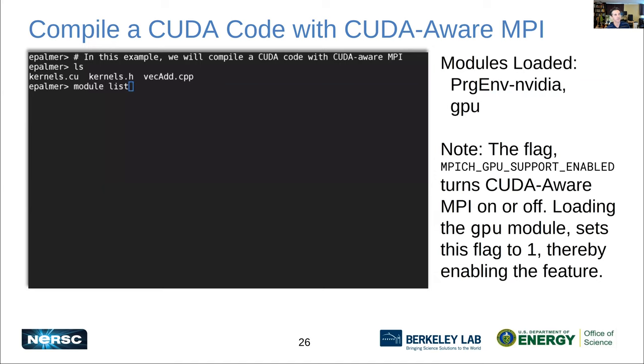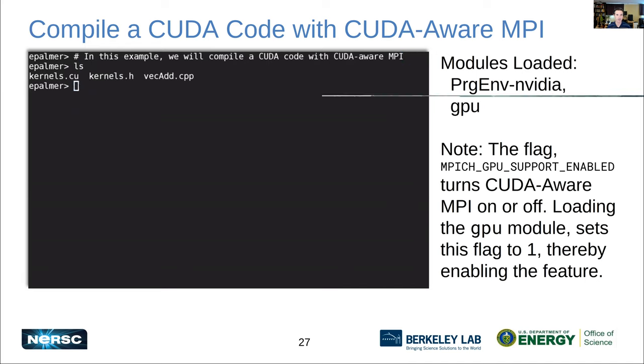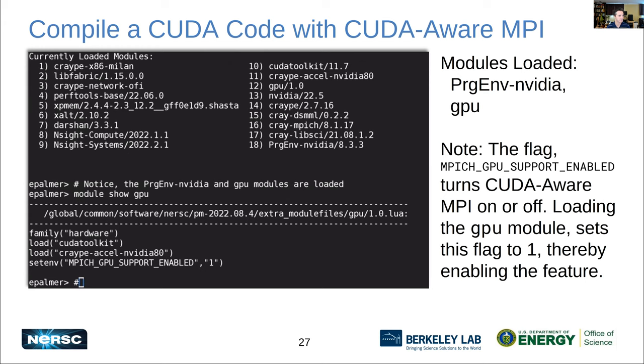This is an example where I'm compiling code with CUDA-aware MPI. Similar things to point out: because I'm compiling code for the GPU, I want to be in the NVIDIA programming environment. I want to have the GPU module loaded. And this is just to reiterate what we covered earlier, that the MPICH GPU support enabled flag is what turns the CUDA-aware MPI on and off.